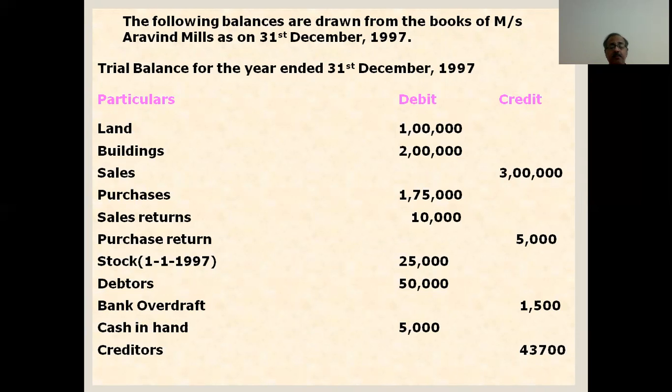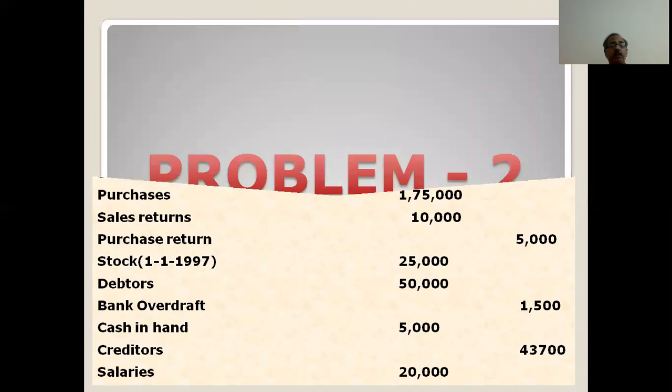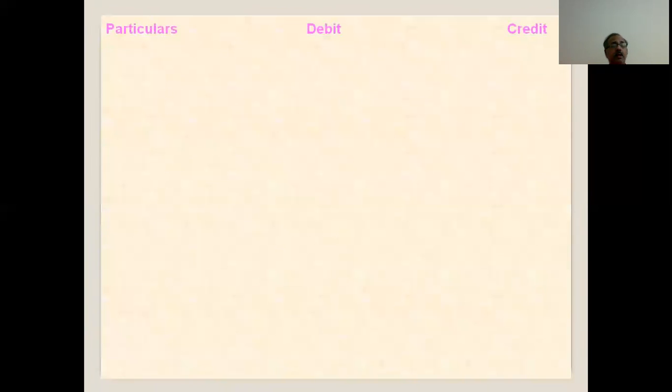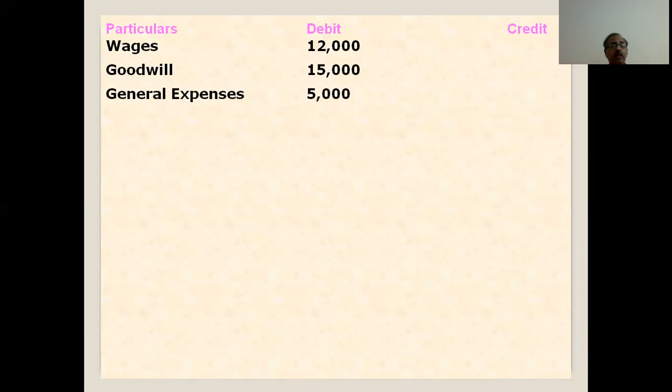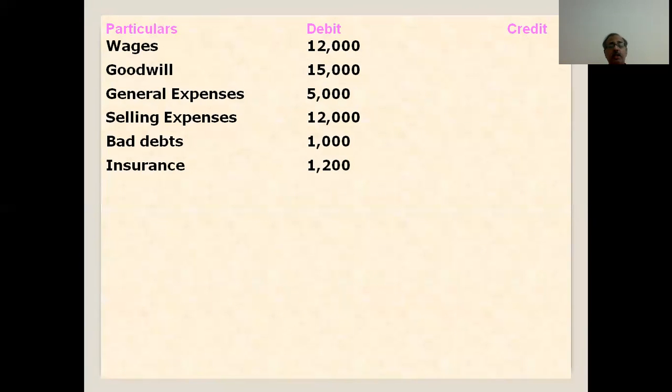Sundry creditors, 43,700. Salaries, rupees 20,000. Wages, rupees 12,000. Goodwill, rupees 14,000. General expenses, rupees 5,000. Selling expenses, rupees 12,000. Bad debts, rupees 1,000. Insurance, rupees 1,200. Capital, rupees 2,81,000. Then adjustments.